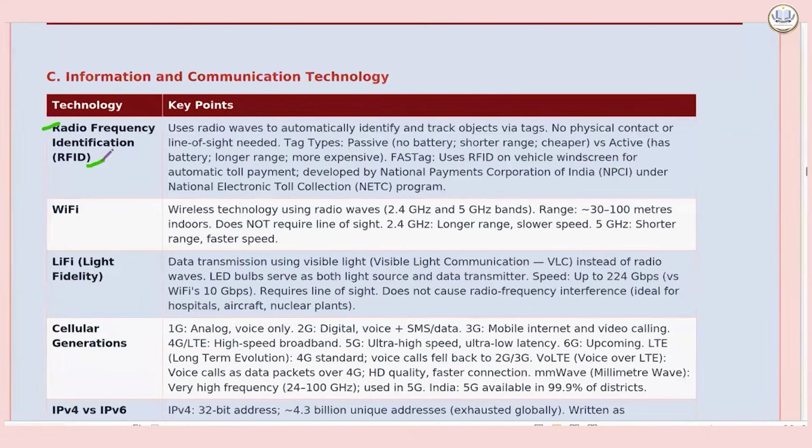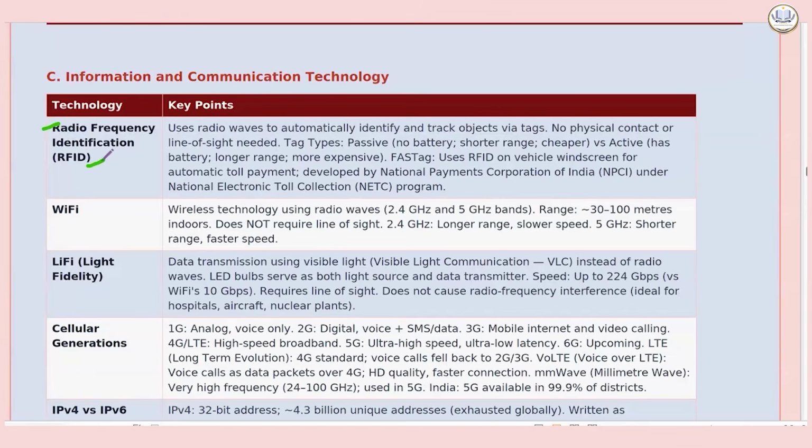Then RFID. It uses radio waves to automatically identify and track objects, as when you are using FASTag. So this is used in many societies also now. RFID stickers are being used. No physical contact or line of sight is needed. We have types like passive, where there is no battery, shorter range and cheaper. Active, where there is a battery, and it can be used for longer range and is more expensive. FASTag uses RFID on vehicle windscreens for automatic toll payment, developed by the National Payments Corporation of India under the National Electronic Toll Collection Program.